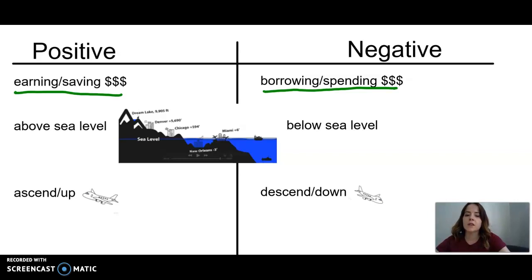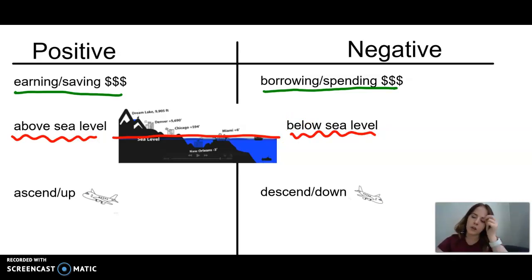The next one I have on here is talking about above sea level or below sea level. Some people haven't heard of that before, but the sea or the ocean is at a certain level, and we consider that to be 0. Any place in the world that is higher than that level is considered above sea level, and that's a positive number. Anything that's below that level we call below sea level. It's a negative number, and it's talking about the elevation of a place, so maybe a city or a mountain or things like that. So above sea level is positive, below sea level is negative.